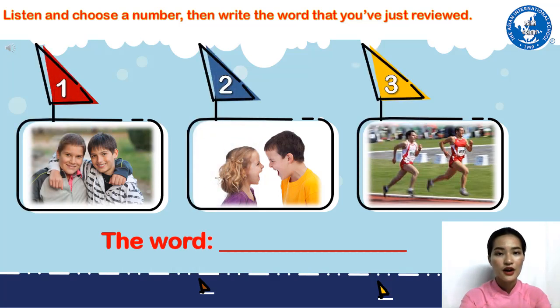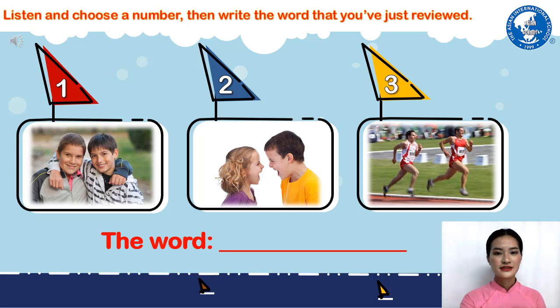As you can see, there are 3 pictures. And you have to listen, choose one of them, and write the word that you've just revealed. I need you to get a piece of paper and a pencil to write down the answer. I will give you 10 seconds. 10, 9, 8, 7, 6, 5, 4, 3, 2, 1. Now, do you have your paper and the pencil?